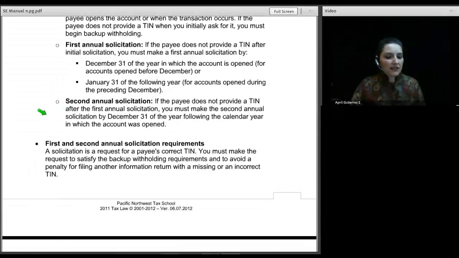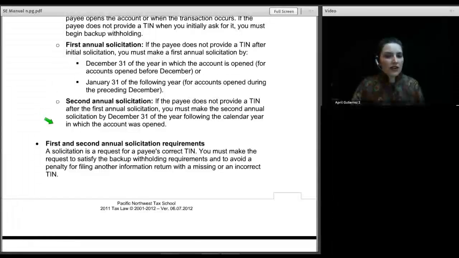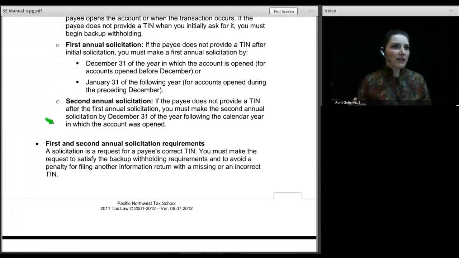You then are supposed to send a second annual solicitation if there is no response to the first one. If the payee does not provide a TIN after the first annual solicitation, you will need to make a second annual solicitation by December 31 of the year following the calendar year in which the account was opened. So your client opens an account in 2011, you make payment to them. And when the IRS says opens an account, they really mean you started transacting business and you are paying them money for their services.